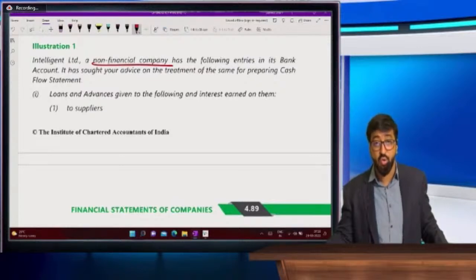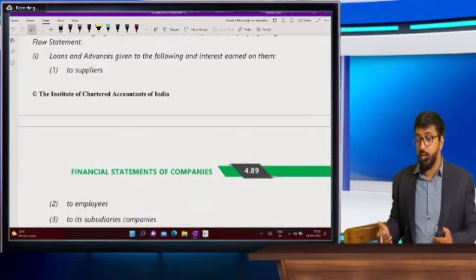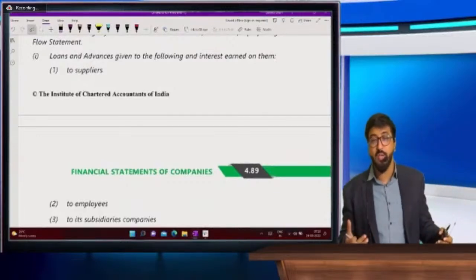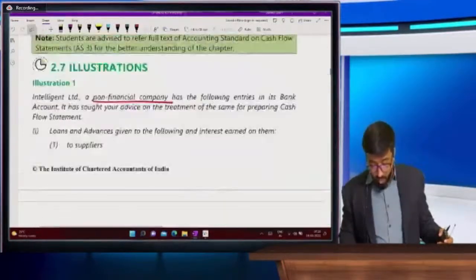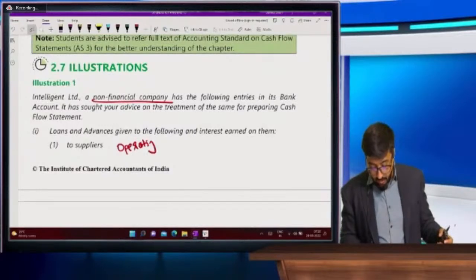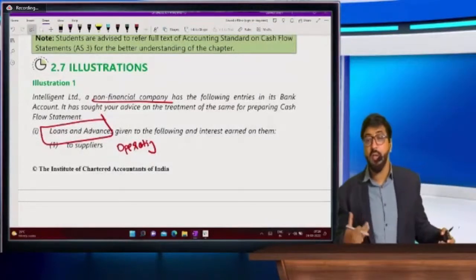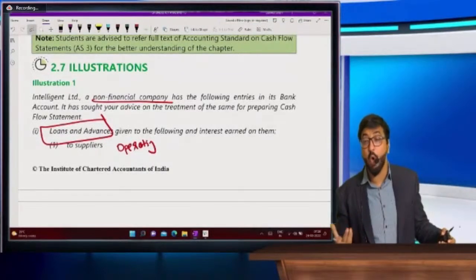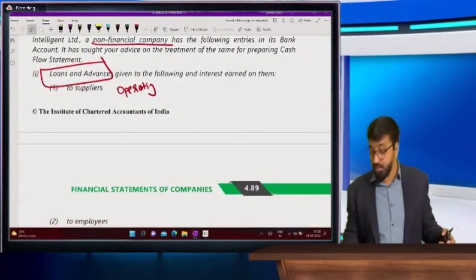Okay, so loans and advances are given to a supplier. Beta, supplier means what? Supplier is your operating item. So if a loan is given to the supplier, it will be considered as an operating activity. So this is the operating cash inflow. Though it is a loan given, see the root of this. The root is that you are giving it to a supplier, and the supplier is covered under operating items. So whatever loan is given to a supplier, if you are getting any interest, it is called an operating item.